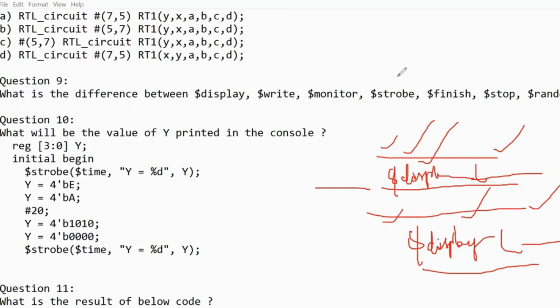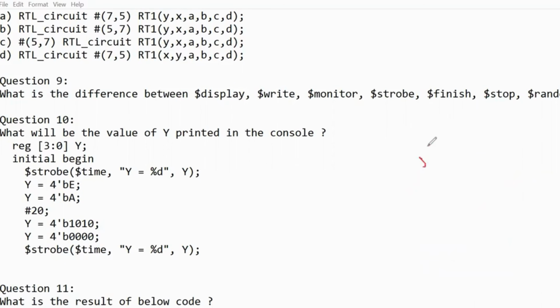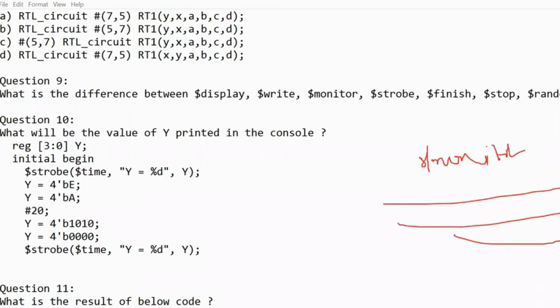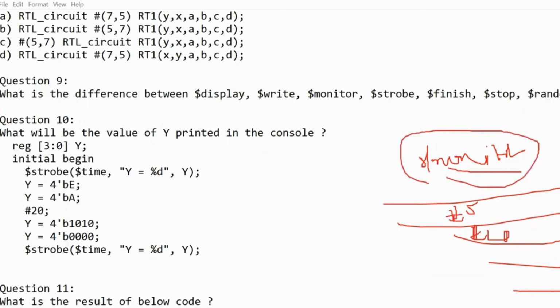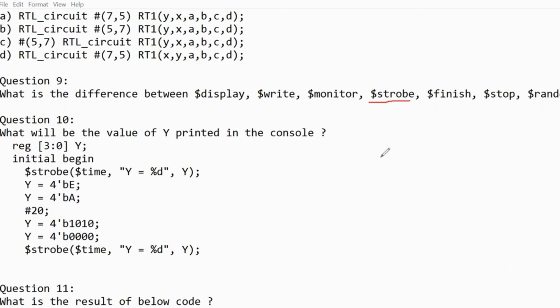Whereas $monitor means it will execute for every change of input. Suppose I am taking $monitor at first, and I am changing all the variable values, like a equal to 0 at 0 simulation time, a equal to something at 5 simulation time, like that I am changing a value. $monitor means it will take every change of the input. Whereas $strobe means the current simulation time statement will be printed by using the $strobe.